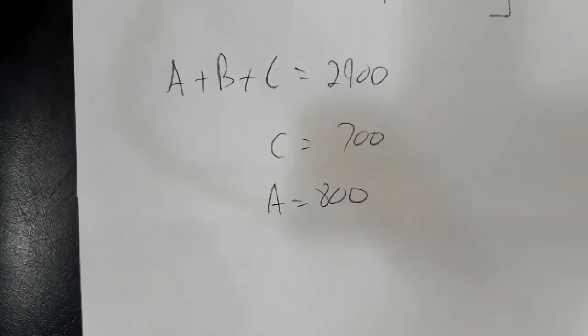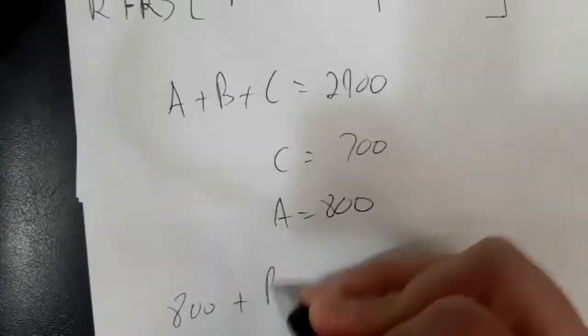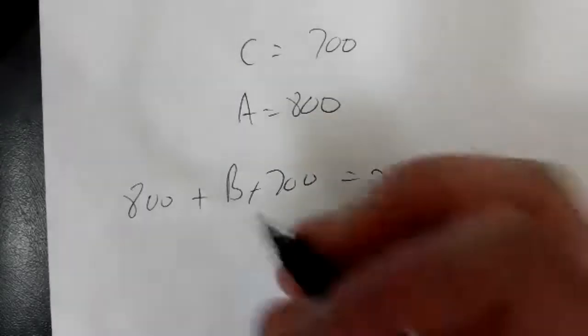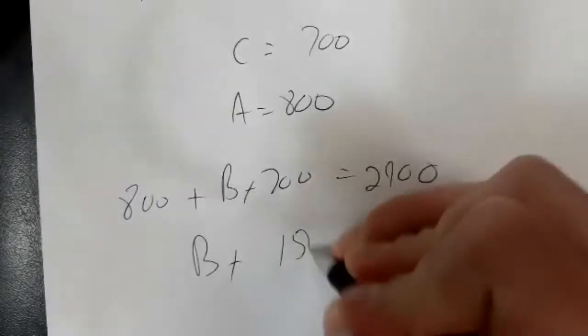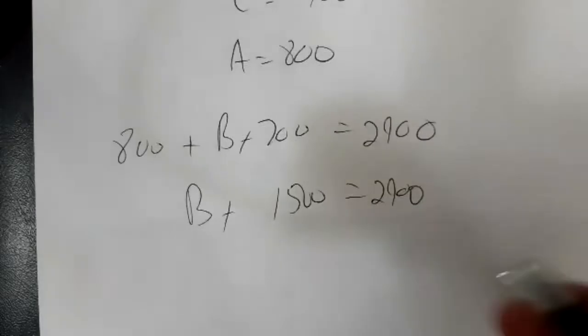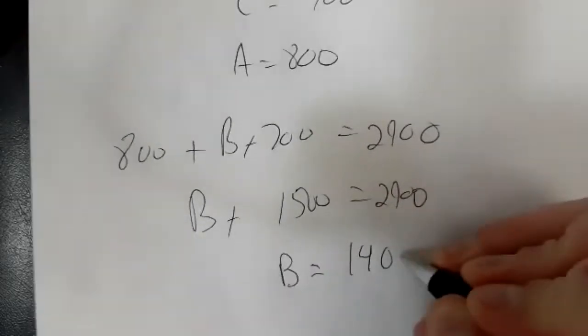So if I solve for B, that's not too bad. 800 plus B plus 700 is 2900. So I believe B plus 1500 would give me 2900. So if I subtract 1500, B should be 1400. That's it.